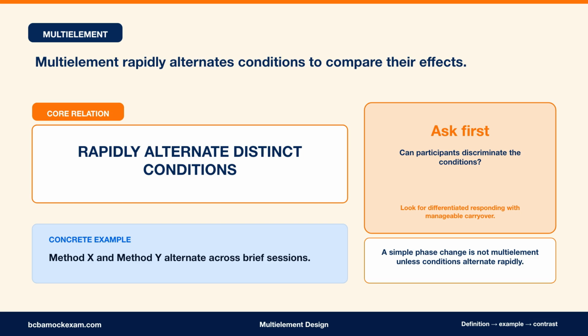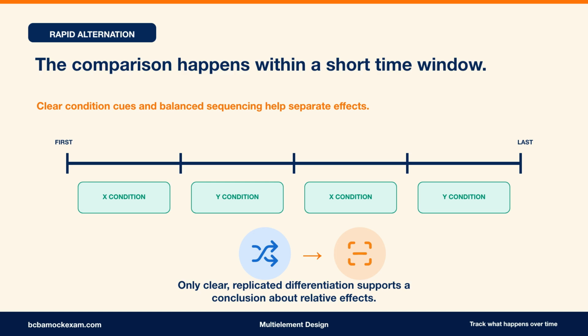Method X and method Y might appear in brief sessions, each with clear cues, so their effects can be compared without waiting for long phases. The key evidence is differentiated responding that reliably follows the current condition. A simple A to B phase change is not multi-element, and rapid alternation alone is not enough if the data never separate. The short timescale is both an advantage and a risk.